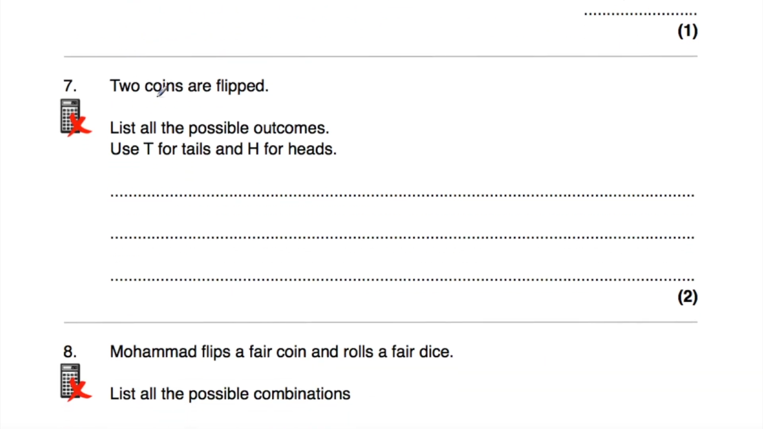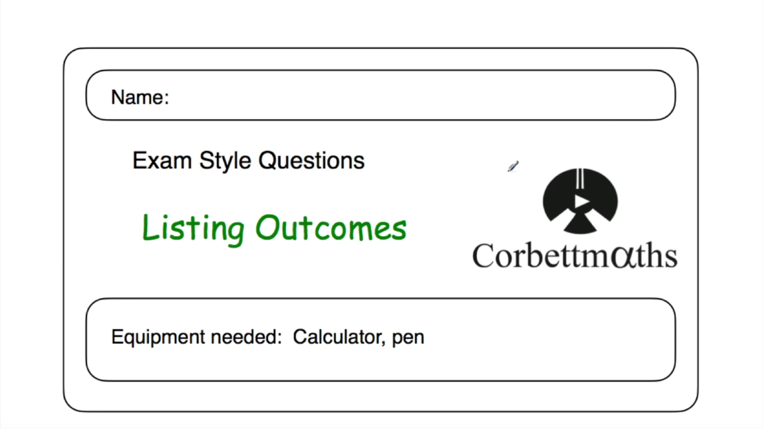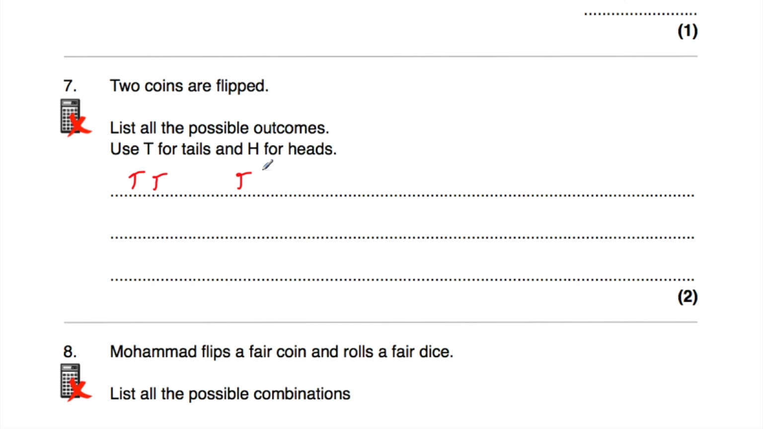So question number 7 says 2 normal coins are flipped, and we've been asked to list all the possible outcomes and use T for tails and H for heads. Okay, so let's consider the first coin to begin with. He could get a tail on the first coin, and he could also get a tail on the second coin. He could get a tail on the first coin, but then he could get a head on the second coin. So they're all the options where he gets tails for the first coin.